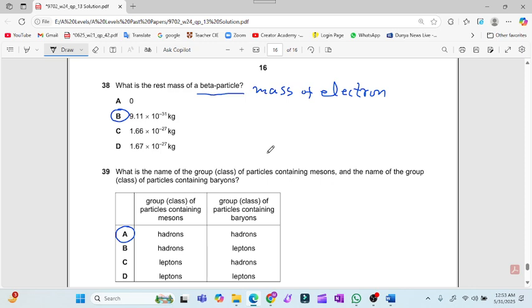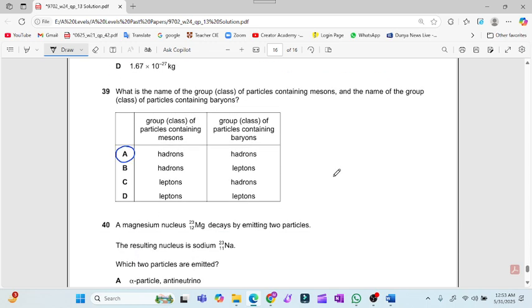The mass of the electron, the mass of the beta particle, the mass of the beta negative, and the mass of the positron will all remain the same. That is 9.11 times 10 to the power minus 31. Which group contains the mesons and which group contains the baryons? They both belong to hadrons. These are the particles which are affected by the strong nuclear forces.